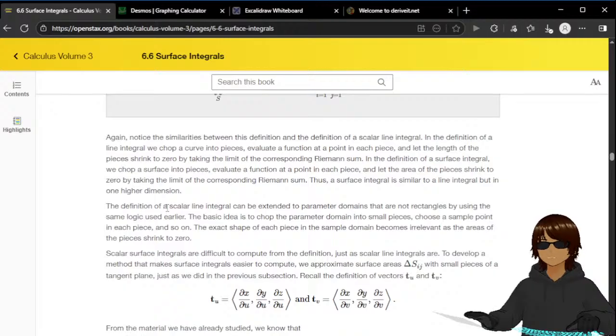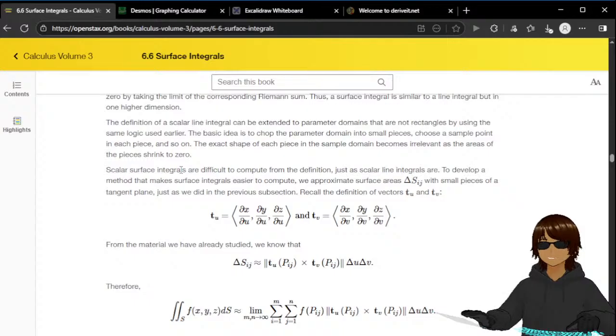The definition of a scalar surface integral can be extended to parameter domains that are not rectangles by using the same logic used earlier. The basic idea is to chop the parameter domain into small pieces, choose a sample point in each piece, and so on. The exact shape of each piece in the domain becomes irrelevant as the areas of the pieces shrink to 0.